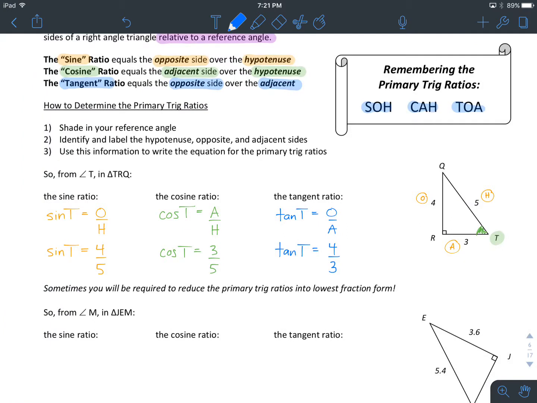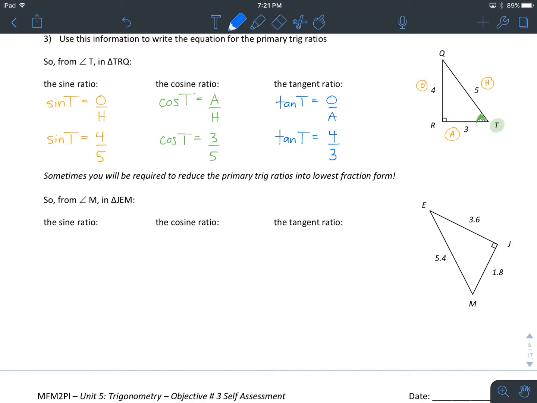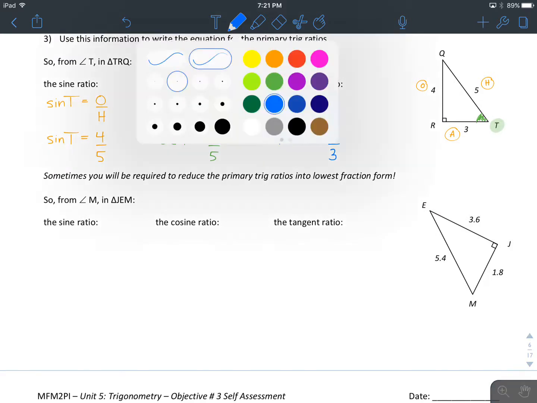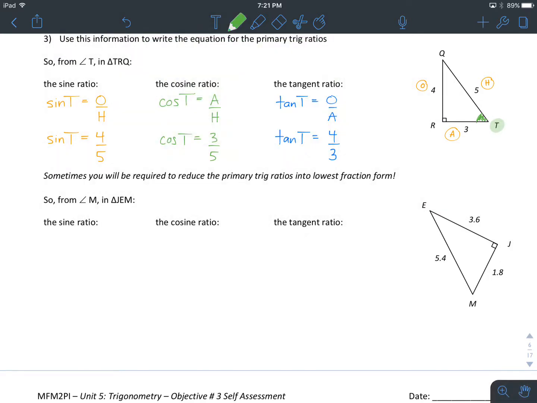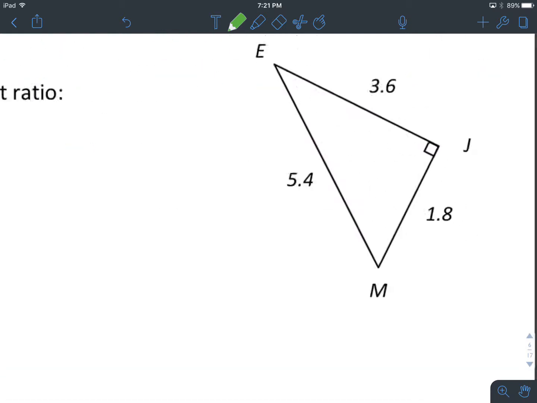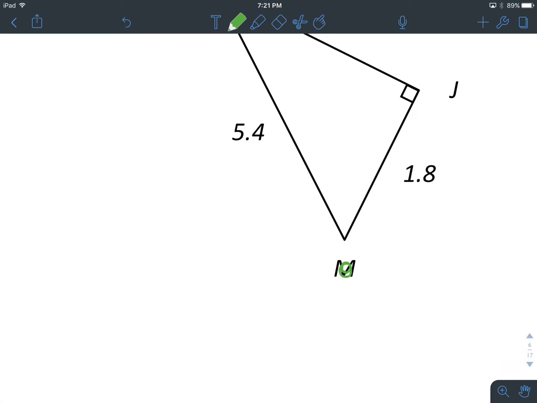We're going to do one more example together. Then we'll get you to do some of them on your own, then we'll come back around and get over to that self-assessment. So let's get a look at our next triangle. Our next triangle over here is triangle EMJ or JME, and we are going to use angle M as our reference angle. There is our reference angle, and I'm going to color in that corner.